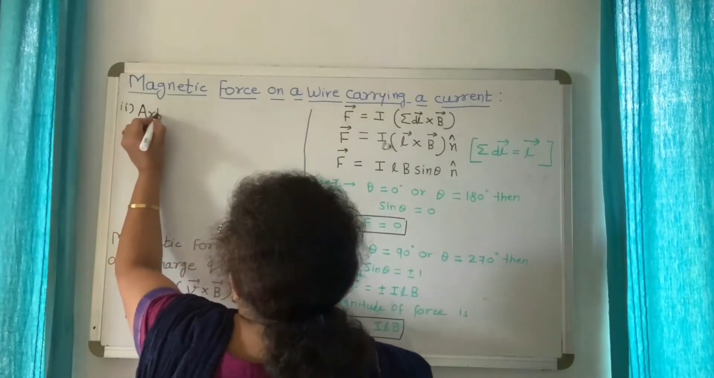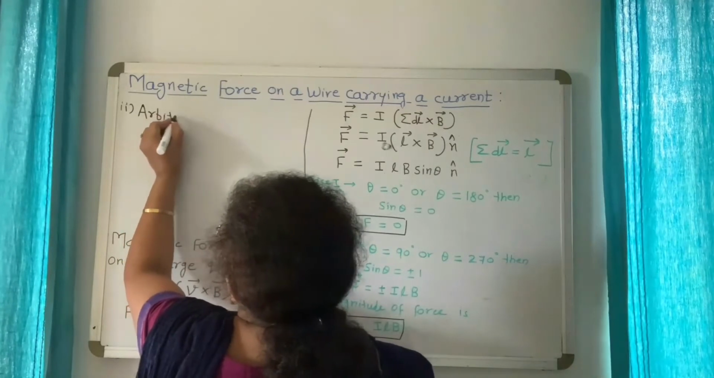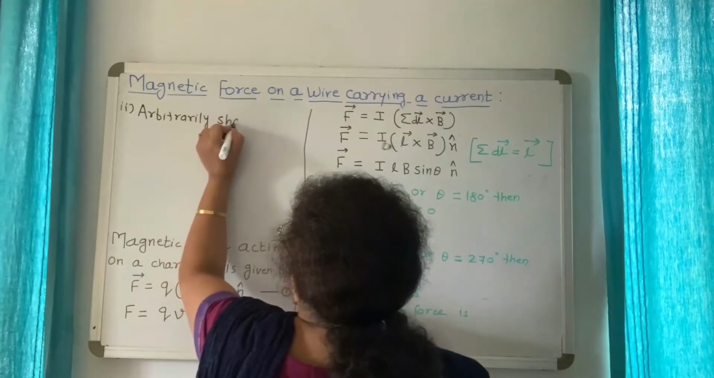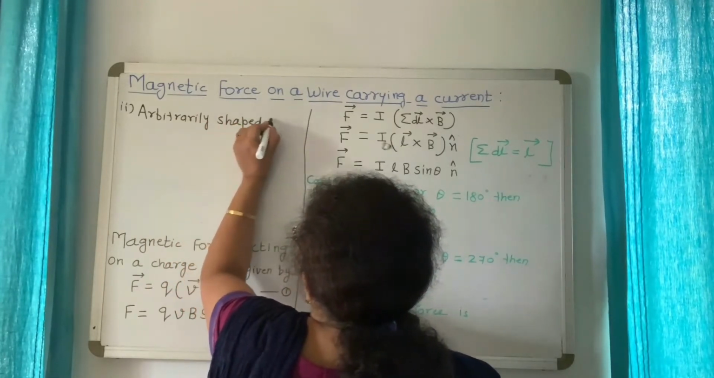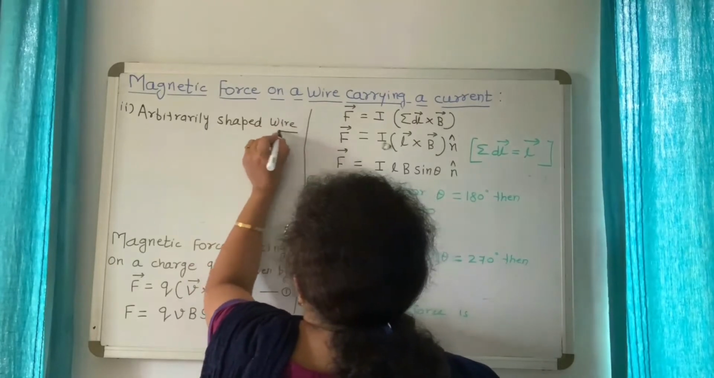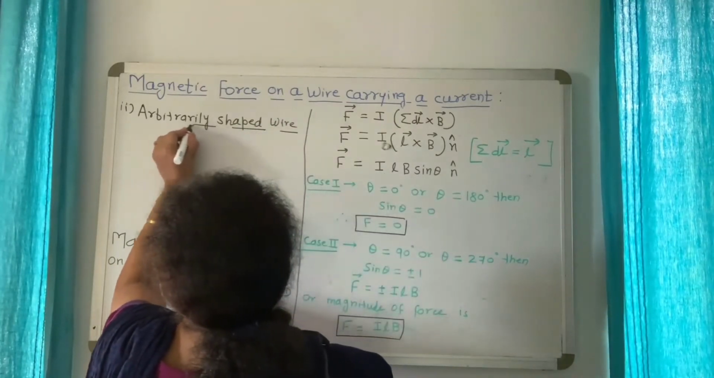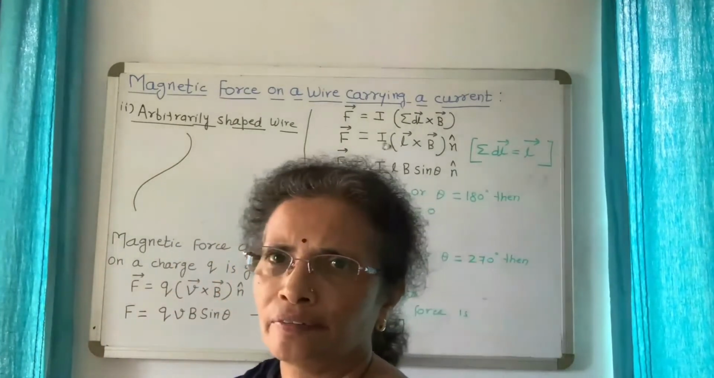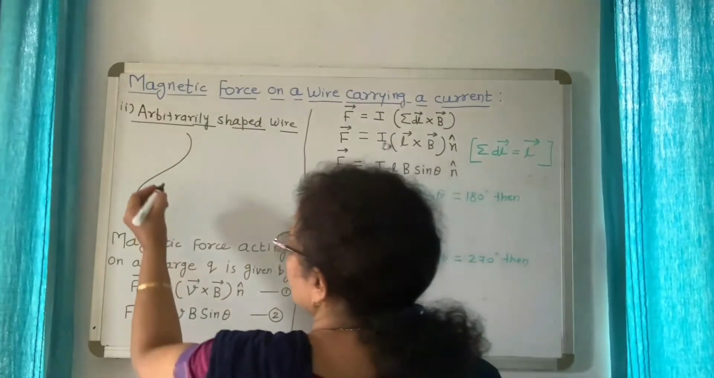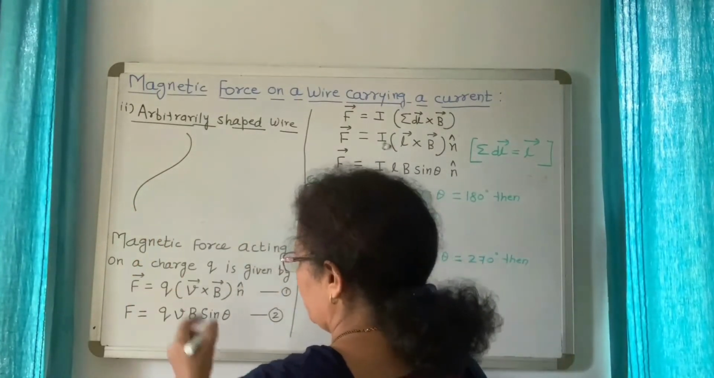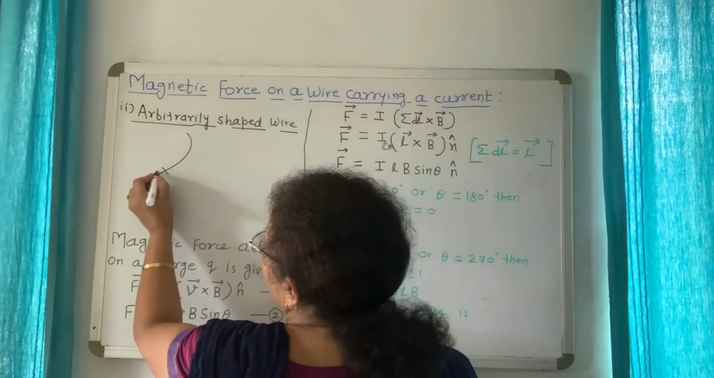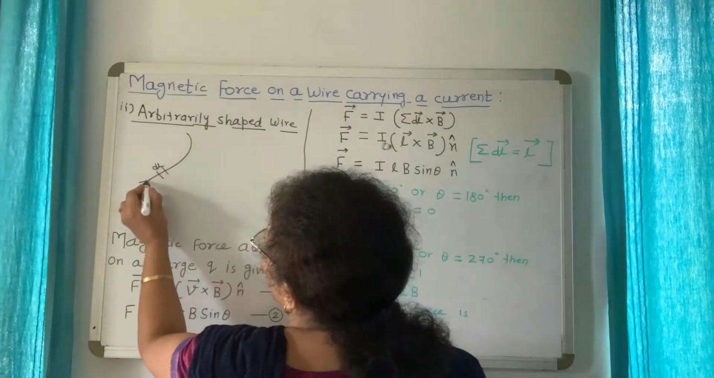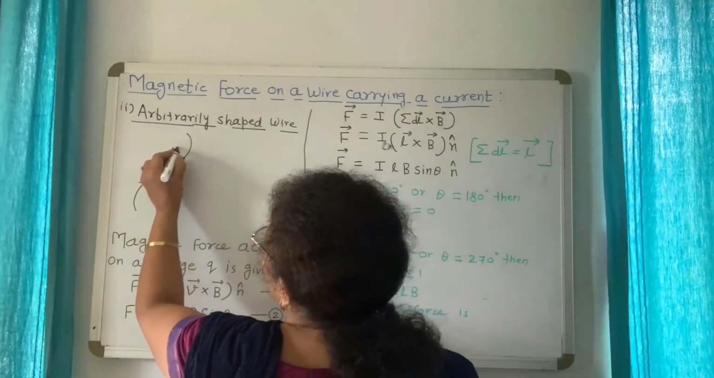Now, for an arbitrarily shaped wire, what is the force? Meaning a wire of any shape like this, not a straight one. So we have to find the force. Again the procedure is the same. We take a small length element dl. Current is flowing in this direction. This is the direction of the current I.